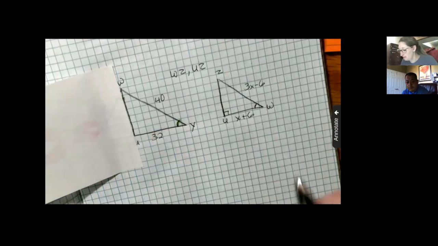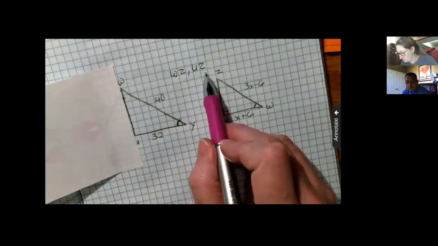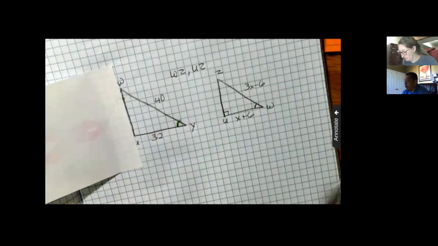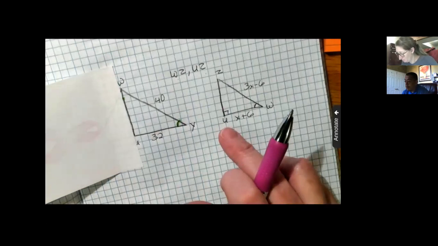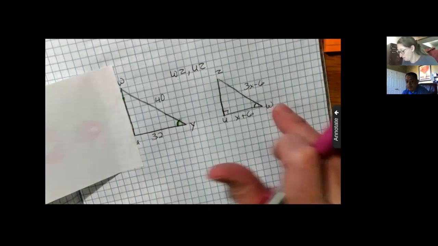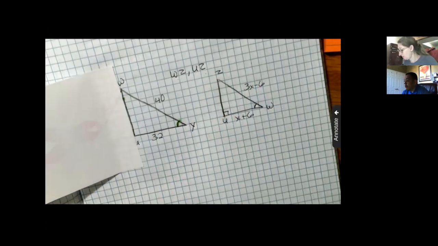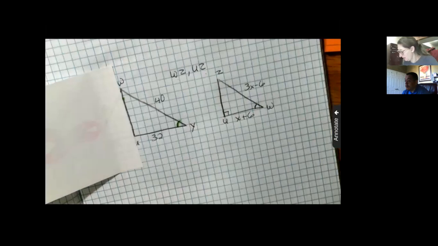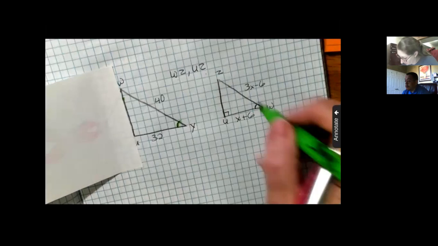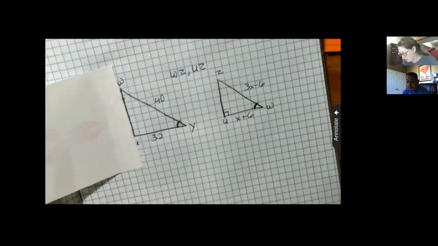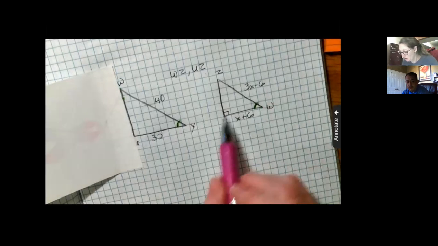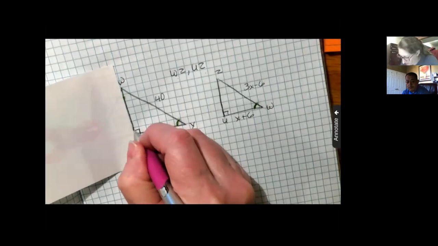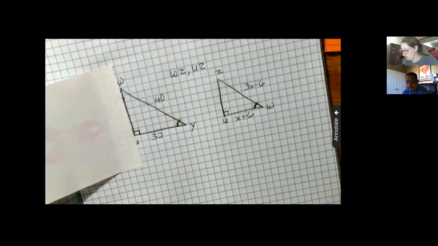All right, so it's asking for WZ and UZ. So it wants these two. That's what it's asking me for. So these are the two I'm going for. Now, again, these two angles are the same, okay? And because these share a side, these two angles are the same, okay? So that's important to notate.